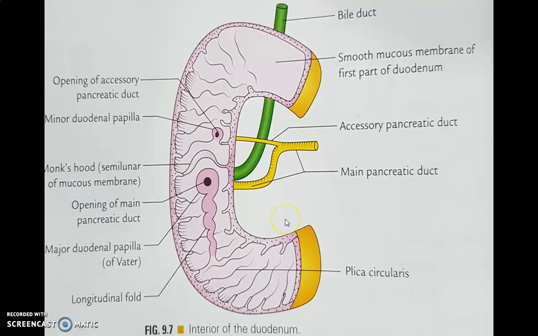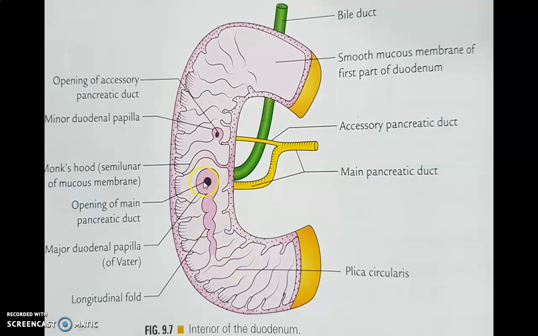First we will see the interior of the duodenum. This figure shows the interior of duodenum. Interiorly you can see many circular folds called plica circularis. They are rare or absent in the first part of duodenum, and they are more in the second part and go on increasing below the level of the major duodenal papilla.